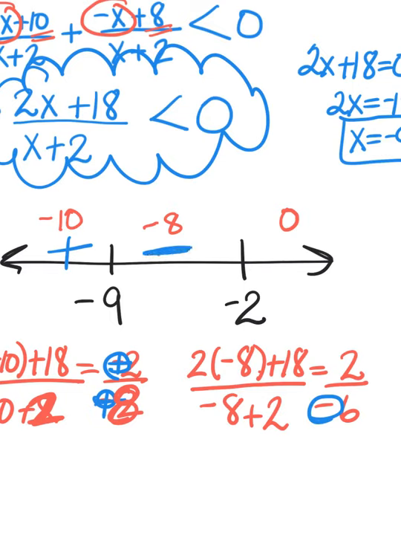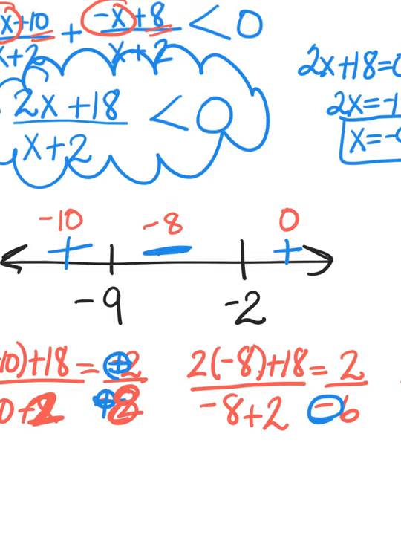And then plugging in 0. So we have 2 times 0 plus 18 over 0 plus 2. Well, these 0 out, so I'm just left with positive 18 over positive 2. Two positives stay positive. All right, so let's go back to our inequality.